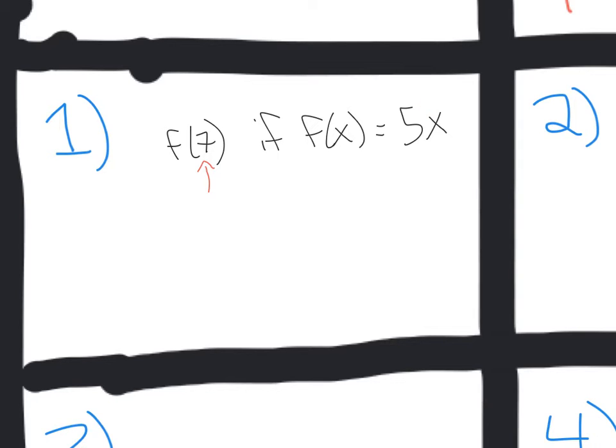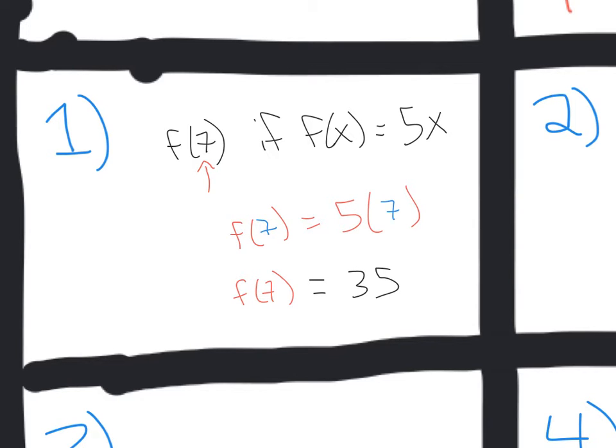So let's just go ahead and substitute. F of 7 is going to be equal to, and let me go back. F of 7, I highlighted that in blue, just to be a little bit more clear, and that is going to substitute into that x right there, 5 times 7, and 5 times 7 is 35, so f of 7 in this case is equal to 35. Not bad, not too bad.